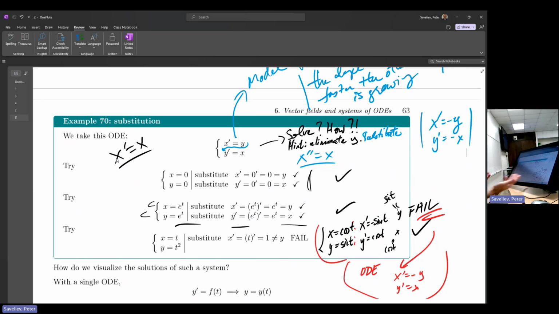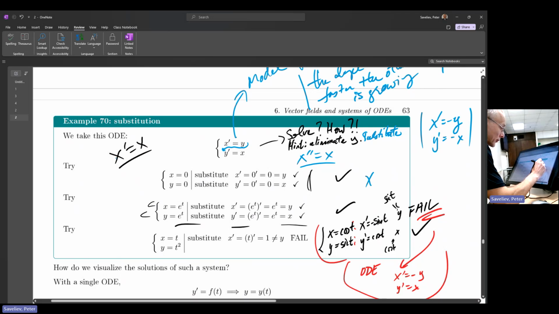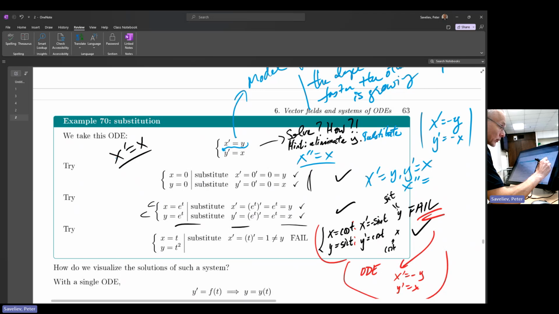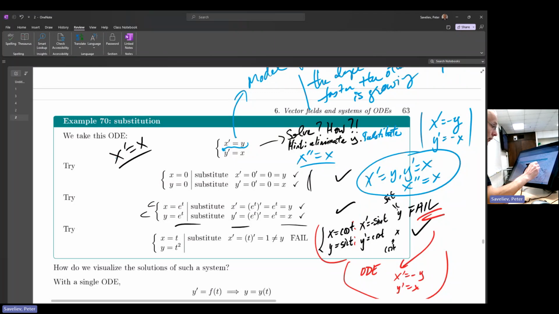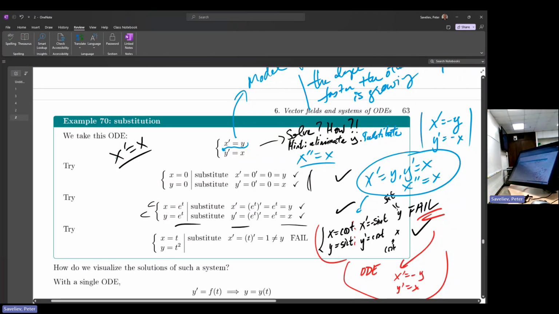And so you have to know a trick, or the trick. In this particular case, it is fairly straightforward. You substitute y. y is equal to x prime, so why not substitute, right? So x prime is equal to y, y prime is equal to x, which means that x double prime is equal to x. That's the conclusion.